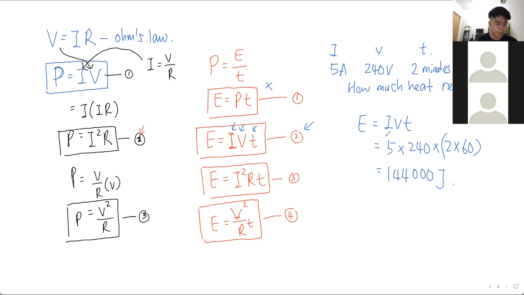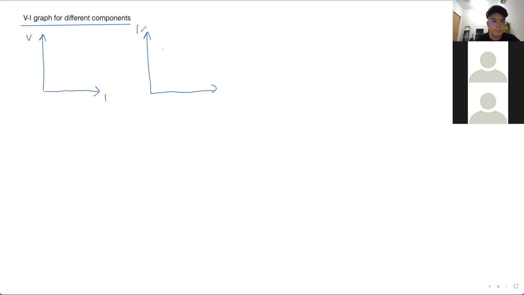Okay, next part, I want to talk about the VI graph for different components. Okay, now graphs are also very important, because in electricity you very often encounter graph questions. Okay, the most typical graph is the VI graph. You have two types, VI and IV. For an ohmic conductor, both give you a straight line.